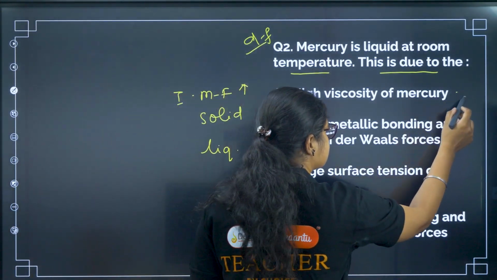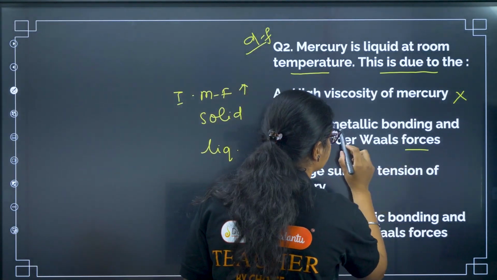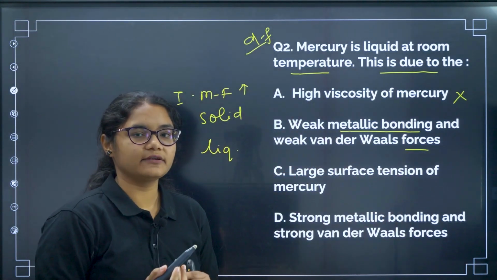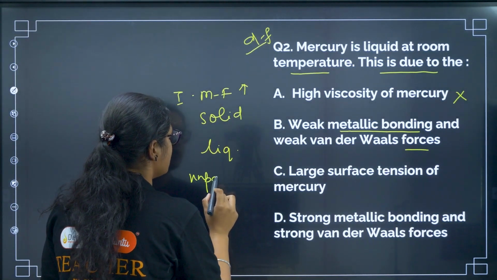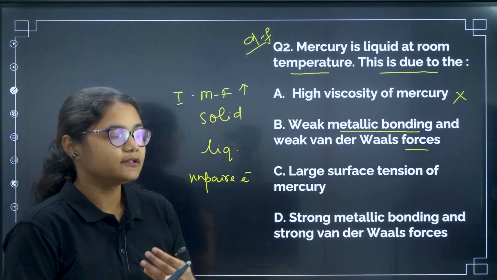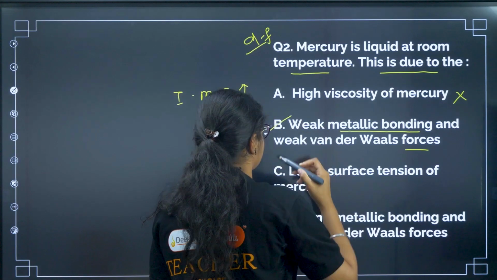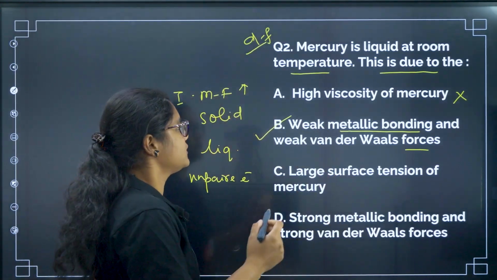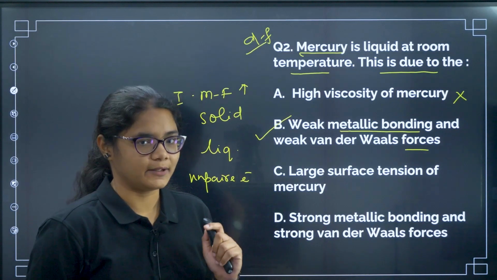So high viscosity has nothing to do with this one. Weak metallic bonding and weak van der Waals forces. Okay, so in d block elements, we generally find metallic bonding due to the presence of unpaired electrons. Because these unpaired electrons are fewer, metallic bonding is weak. So that is why the element is liquid. So the correct answer for this question is option B. You should also remember mercury is the only metal which exists in the liquid state at room temperature.